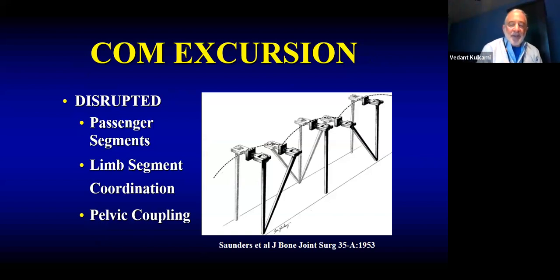In Inman's classic JBJS article, he illustrated the excursion of the body's center of mass and how it was dampened using his compass gait. All of the elements that serve to dampen the excursion of the body's center of mass may be disrupted in children with CP.